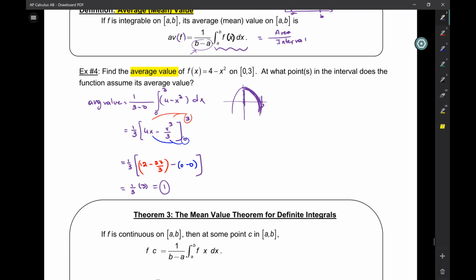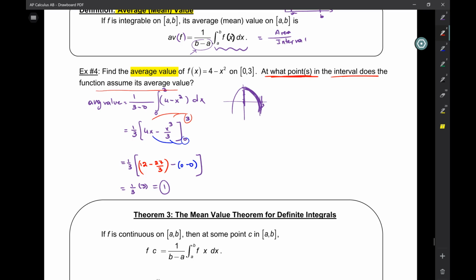What I just found is the average value. On average, what was the value? So it's like summing up all the values and dividing it by the total. Okay? All right, so that was the first part of this question. The second part of the question is, at what point in the interval does the function assume the average value?